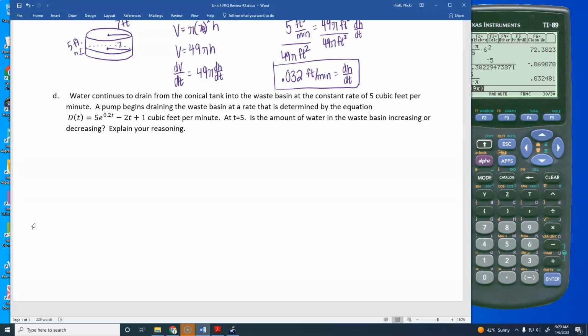So water continues to drain from the conical tank into the water waste basin at a constant rate of 5 cubic feet per minute. A pump begins draining the waste basin at a rate that is determined by the equation D of t equals 5e to the 0.02t minus 2t plus 1 cubic feet per minute. At t equals 5, is the amount of water in the waste basin increasing or decreasing? Explain your reasoning.